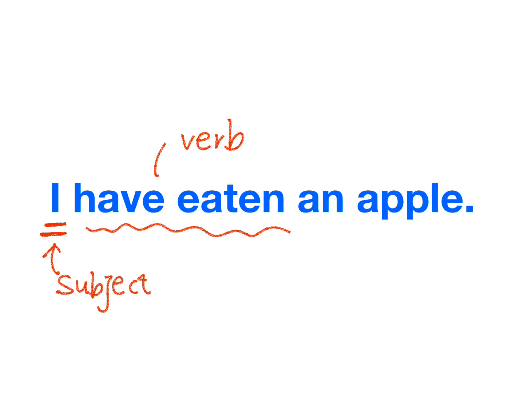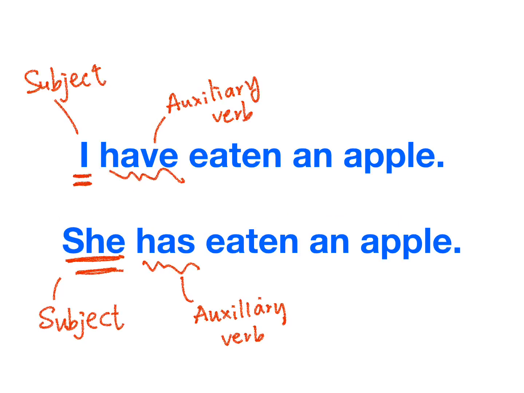To understand subject-verb agreement, of course, we need to be able to identify the subject and the verb from a sentence. Let's take a look at this sentence in present perfect tense. The subject here is I, and the whole verb is have eaten. But when we talk about subject-verb agreement in present perfect tense, we don't need to look at the whole verb. We only need to look at the auxiliary verb.